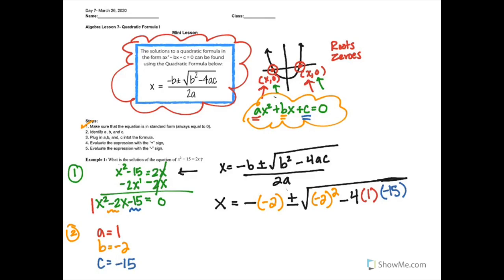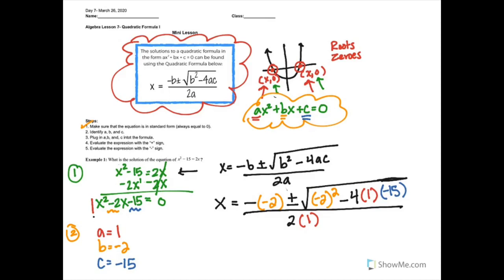And again, if you're confused as to where I'm getting these numbers from, they're just the numbers on my equation next to the different parts. Over, right? That's important. You're always going to have a big fraction over 2 times my a, which in this case is 1.